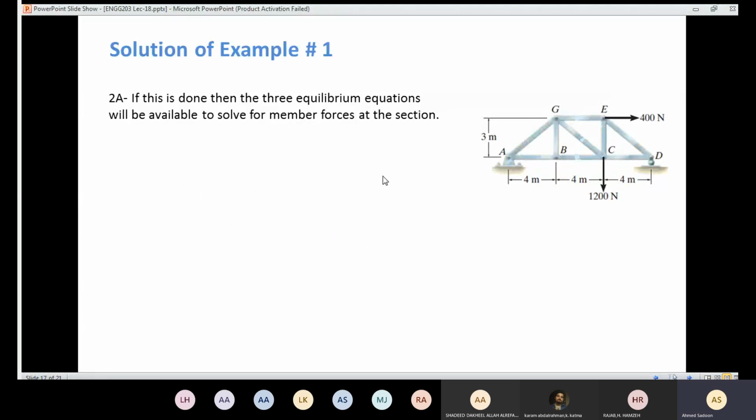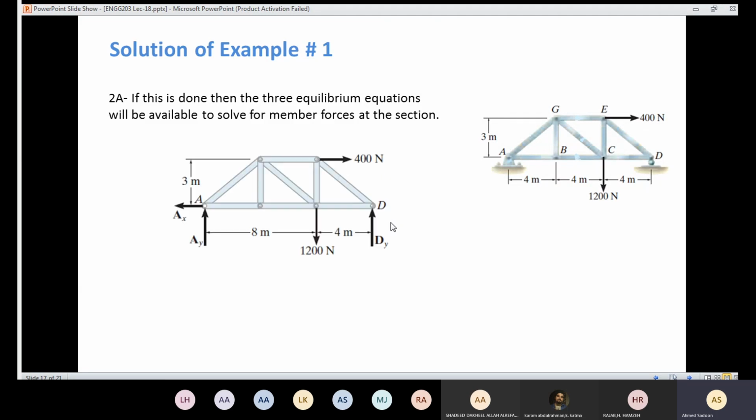In that case, you remember how to deal with that. We need to draw the free body diagram. Here I have a pin support, and here I have a roller support. Instead of the pin support, I'm going to have a reaction in Y here and a reaction in X, so I have AY and AX. Instead of the roller, I'm going to have a reaction here, DY. Now I'm in a position to use the equations of equilibrium.